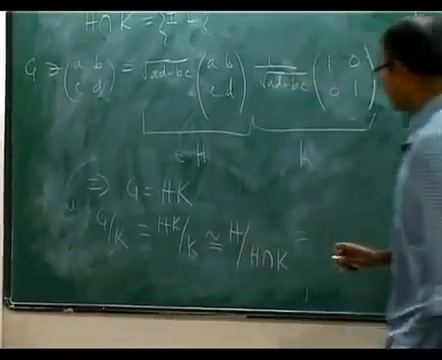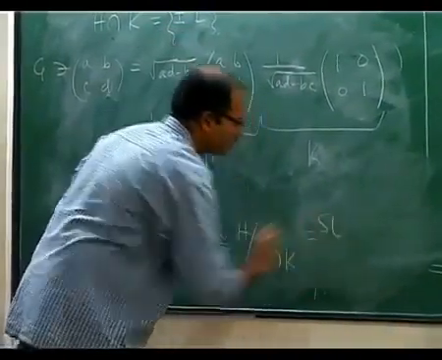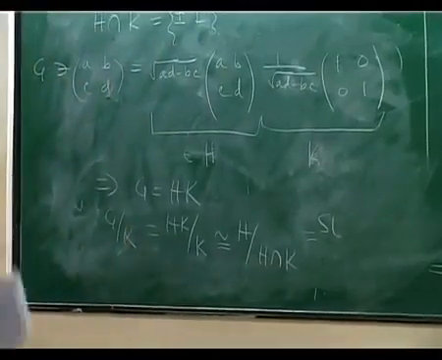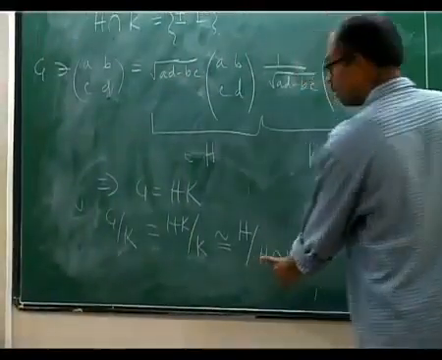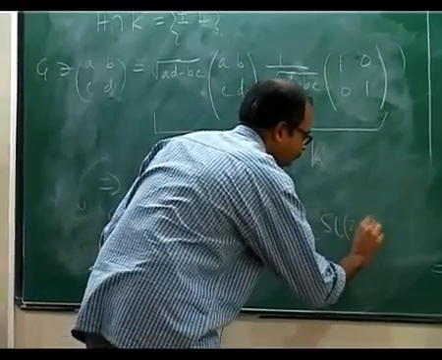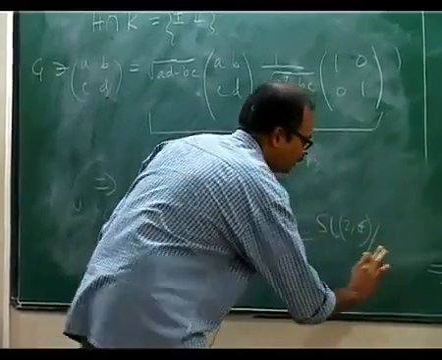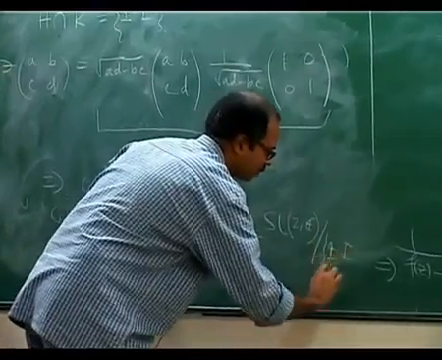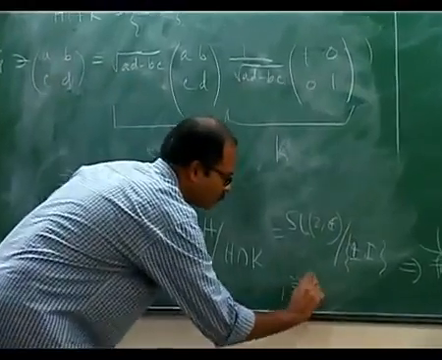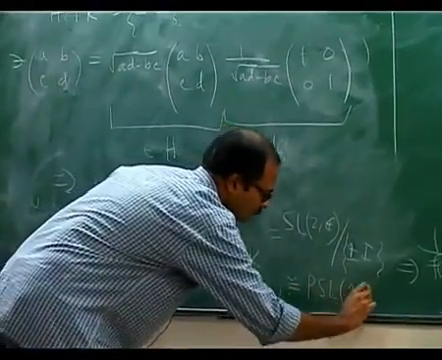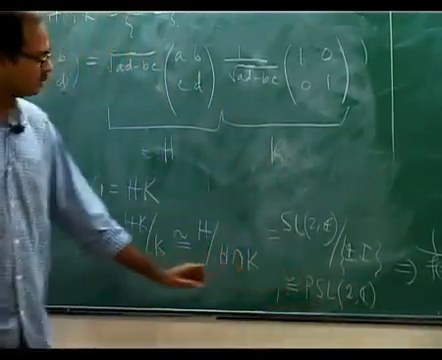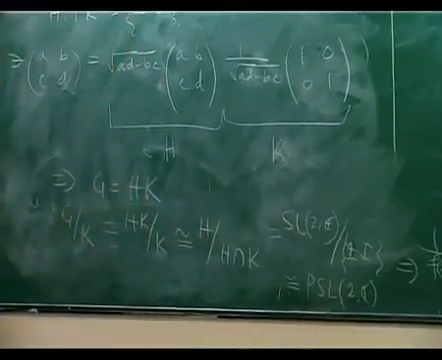And once you have that, then H is SL2C. That intersection is just plus or minus 1. So SL2C is just quotiented by this plus minus sign. And this is what we call the projective special linear group, PSL2C. Just the name for it. So this is what is called PSL2C.